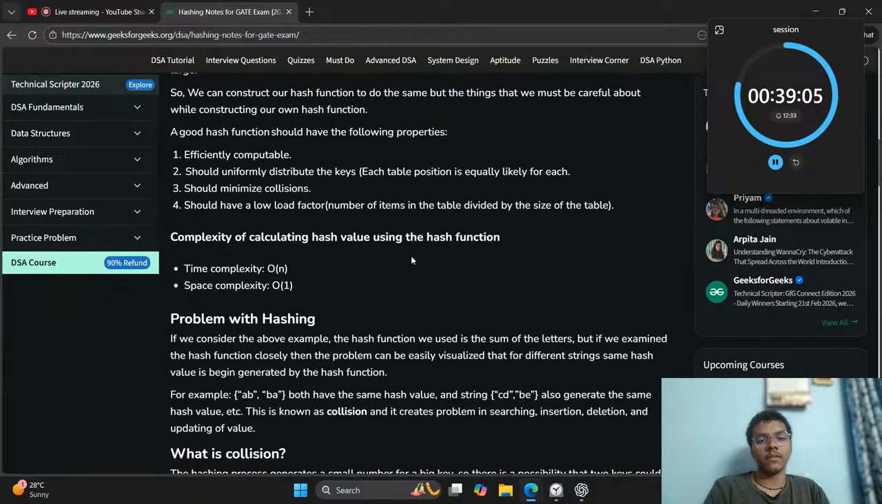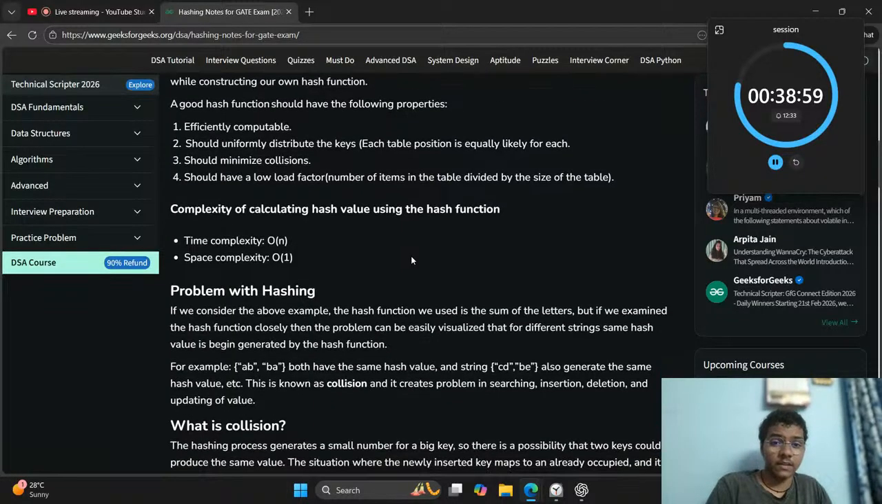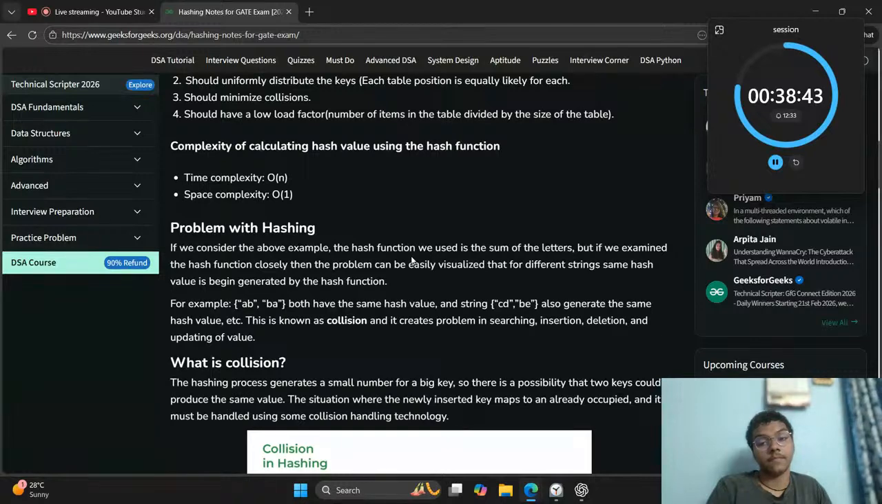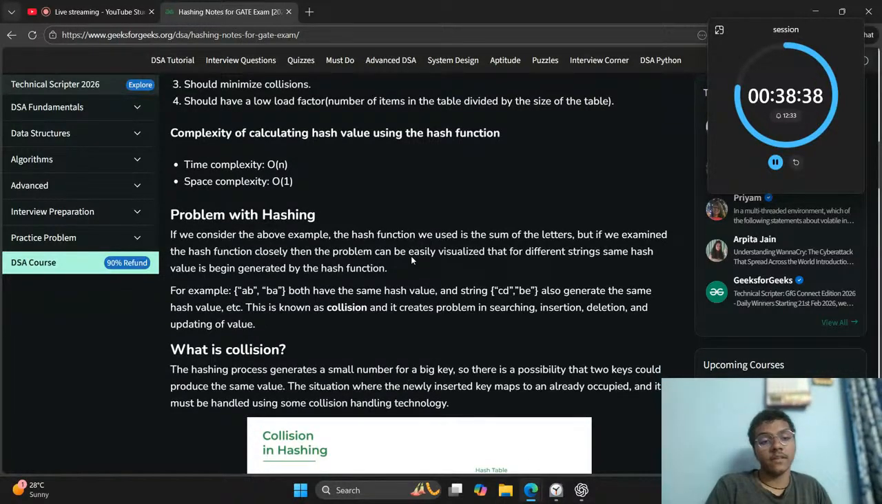A good hash function should have the following properties: efficiently computable, should uniformly distribute the keys, each table position equally likely for each key, should minimize collision, and should have a low load factor, which is the number of items in the table divided by the size of the table. Complexity of calculating hash value using the hash function.